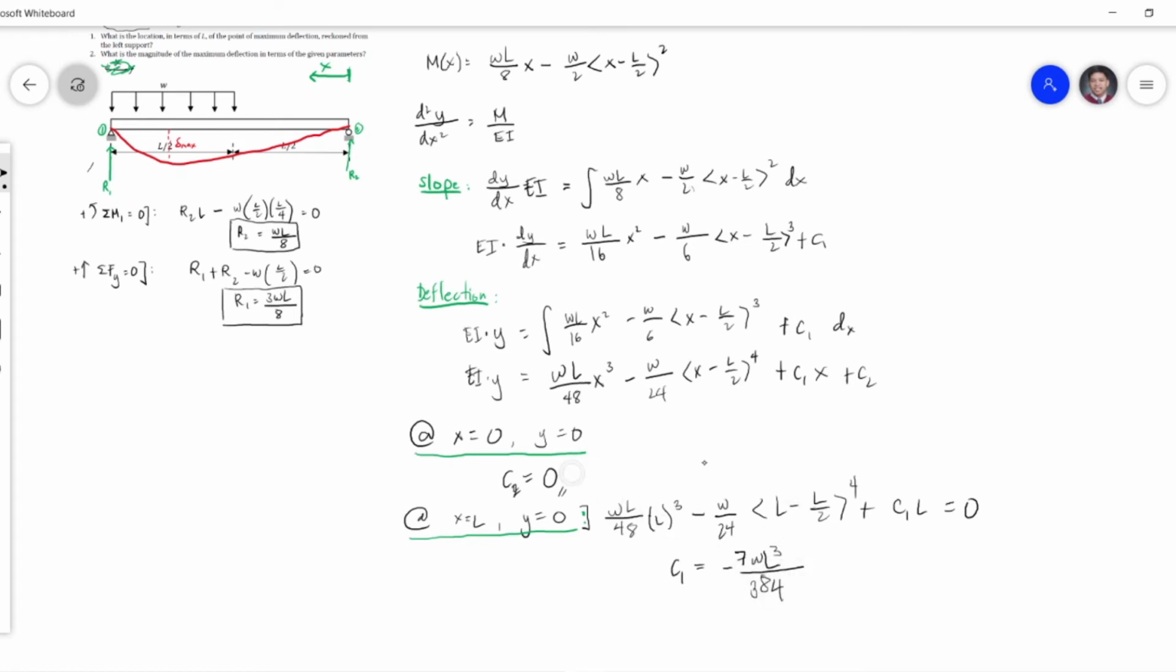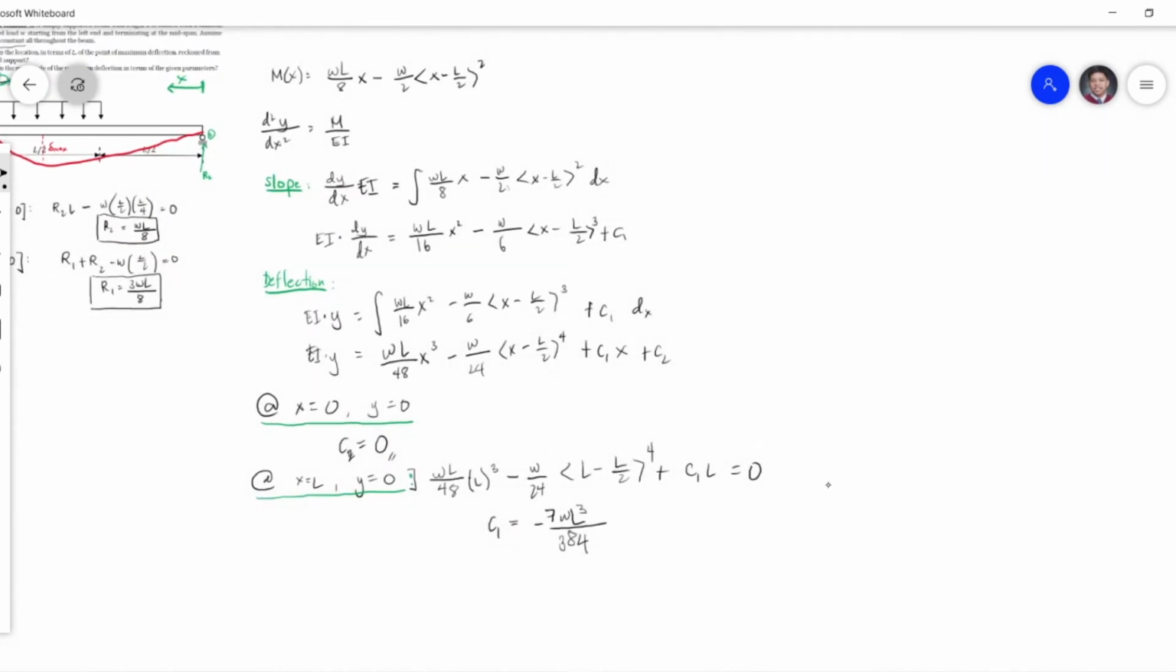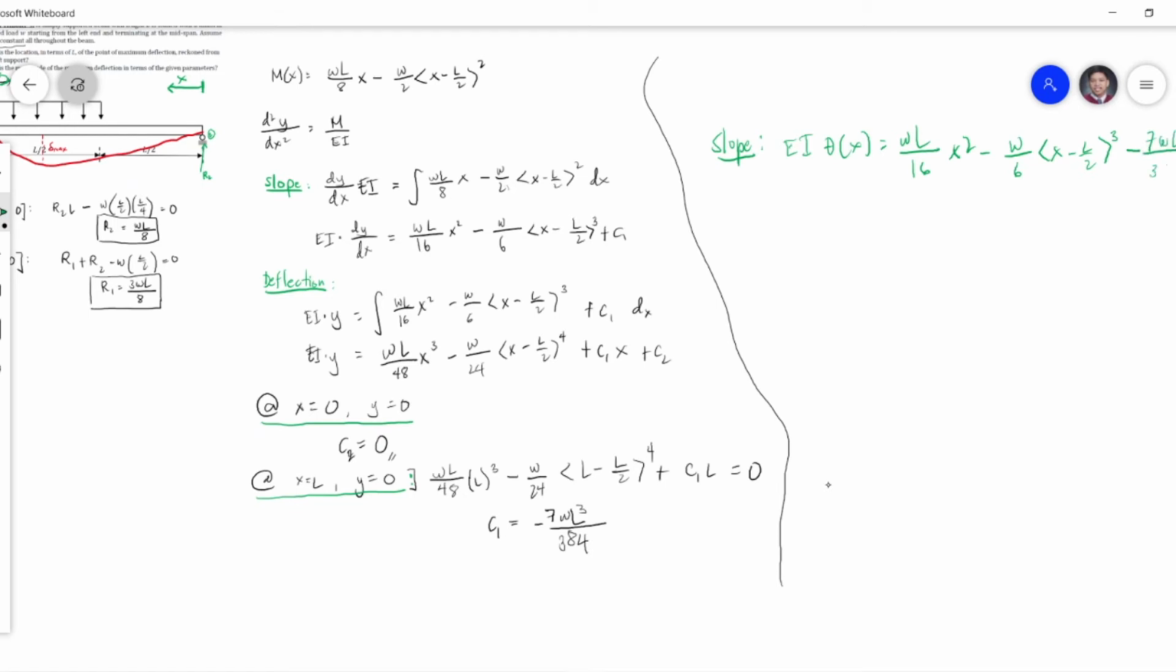So, kung meron na tayong C1, meron na rin tayong C2, pwede na nating i-apply yan doon sa ating deflection equation tsaka sa slope equation natin. So, applying, we have slope natin. That's EI theta na lang yung gamitin natin, equals omega L over 16 x squared minus omega over 6 x minus L over 2 cube minus 7 omega L cube over 384.